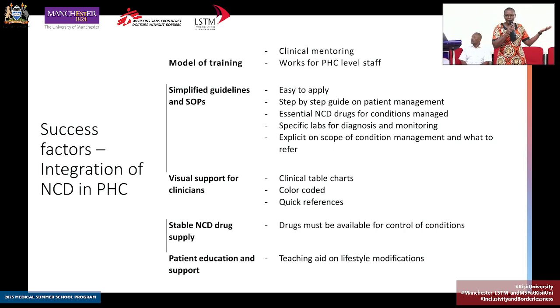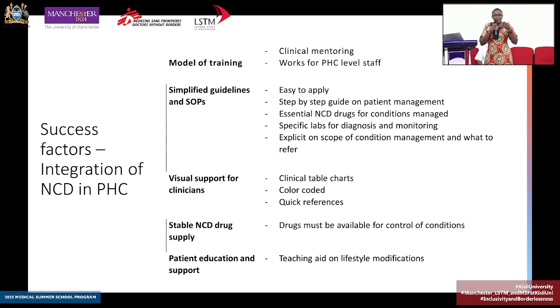What is high blood pressure? How do I make a diagnosis of hypertension as opposed to just one reading of high blood pressure? And that is easy to follow. They have the guidelines and the clinical reference charts that they can use. Those have been adopted by Embu County government and are being produced for other facilities other than those MSF was in. Yeah, the visual support.